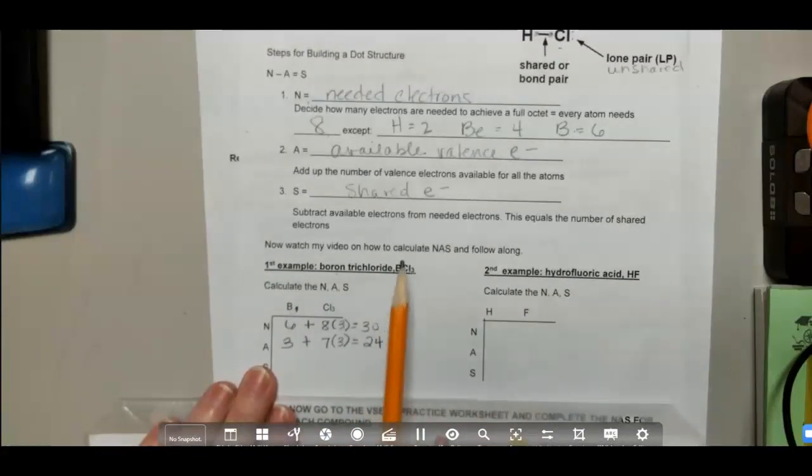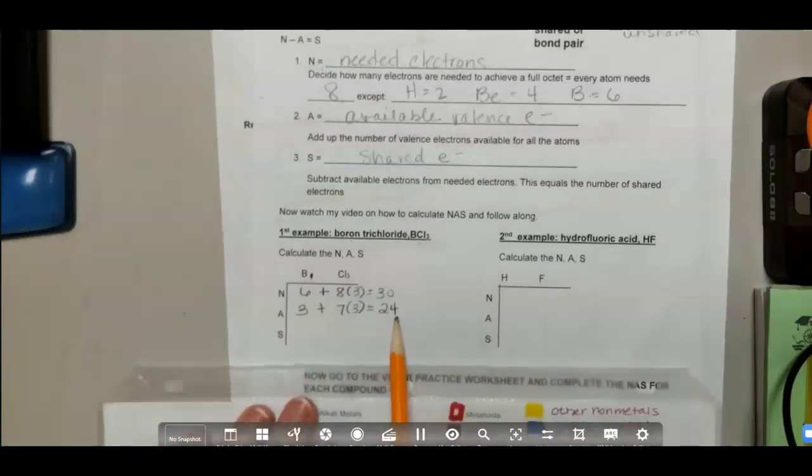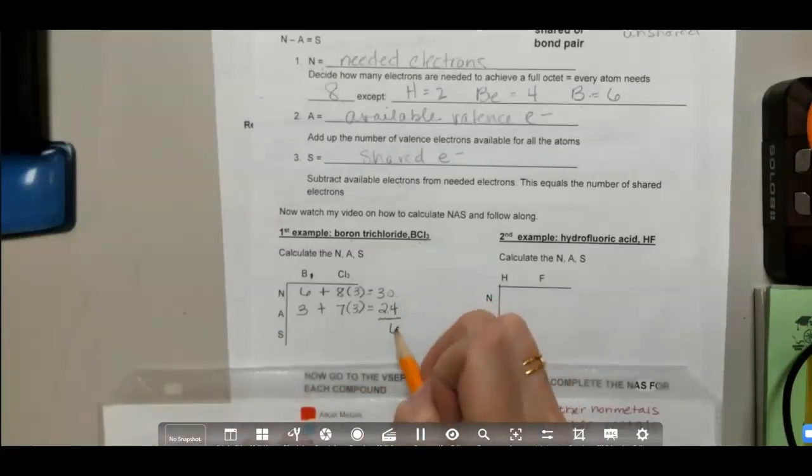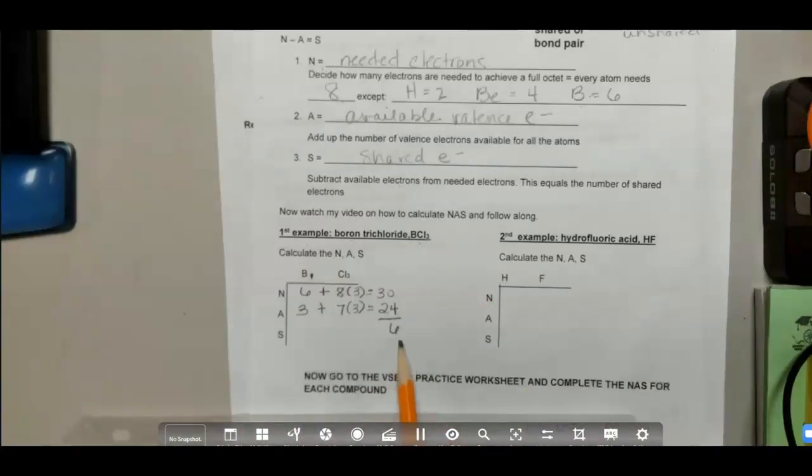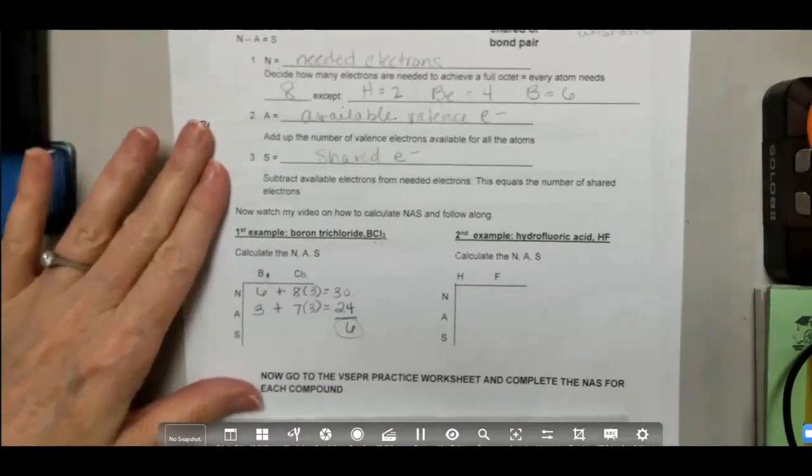All right, shared electrons. Remember, that's where we're just going to subtract available from needed. So here, 30 minus 24 is 6. Okay, this is telling us we're going to share 6 electrons between these 4 atoms. And later we're going to learn how to draw these.